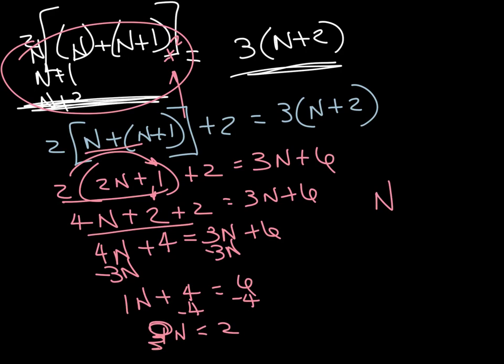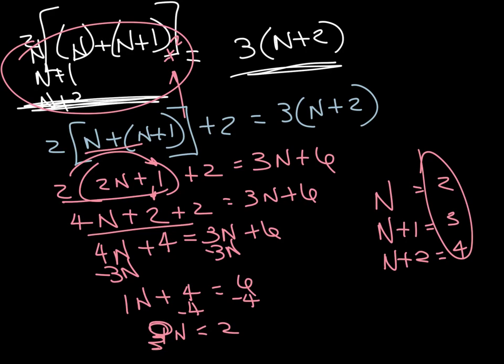So, of my 3 consecutive integers, this is 2, this would be 2 plus 1, and this would be 2 plus 2. So there's my 3 consecutive integers there.